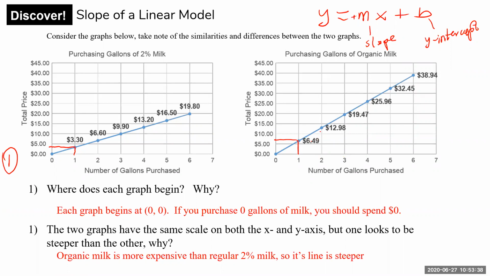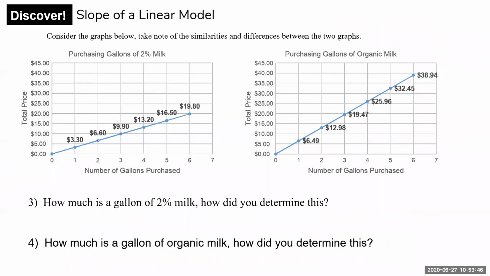So if you buy 2 gallons, this is how much you pay. But if you buy 2 gallons of 2% milk, you pay 6.60. Okay, nice. How much is a gallon of that, and how much is a gallon of organic milk? Okay, so you should tell that. So this is 1 gallon of 2% milk and 1 gallon of organic milk.